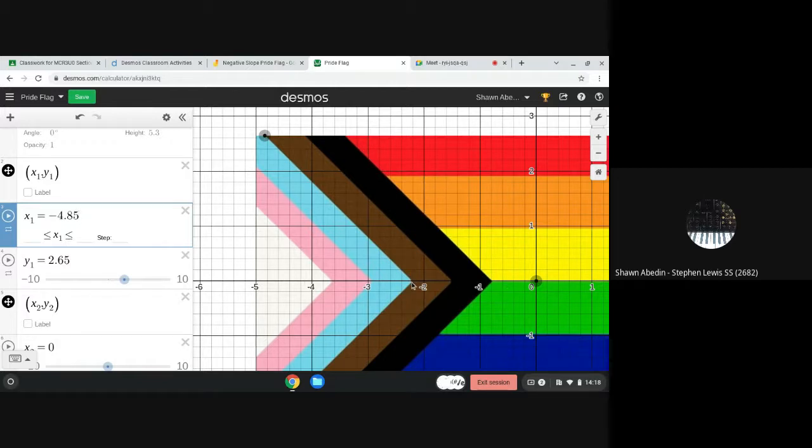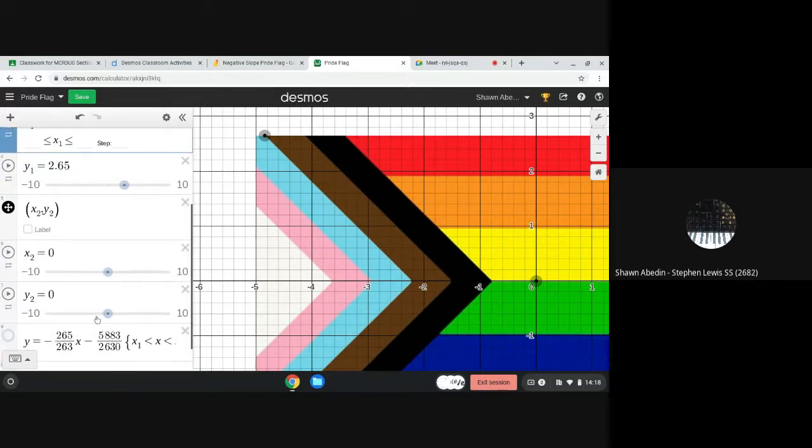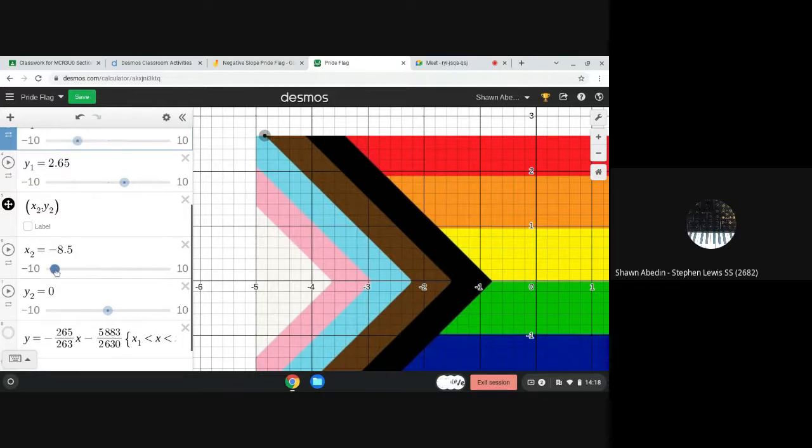This point reasonably looks to have a y value of 0 because the point is on the x-axis. So as I go here for my next slider, my second point, y2 can stay at 0. x2, I'm going to need to move to the left. And -2.3 isn't quite it. -2.2 looks a little far.